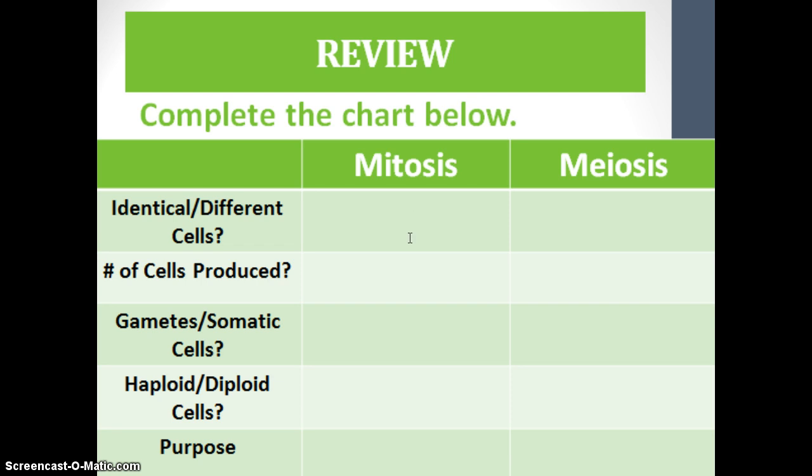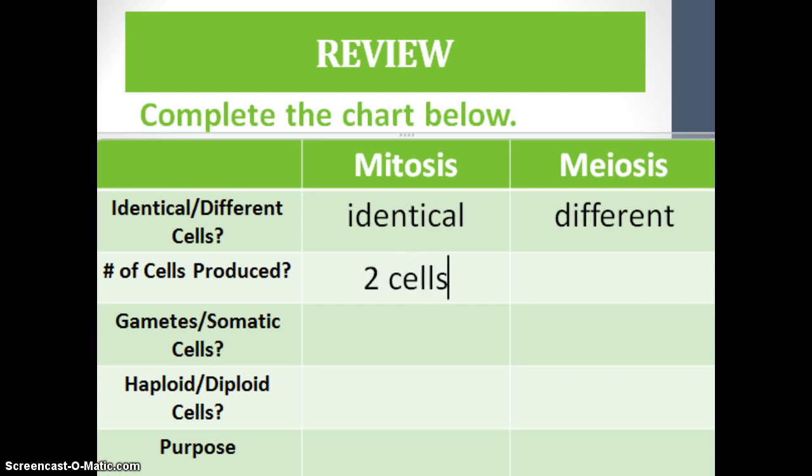Hopefully, you've taken the time to pause the video and complete the chart below for review. Remember that in mitosis, at the end of the process, you should have identical cells. At the end of meiosis, you would end up with different cells. They would be random. At the end of mitosis, you would produce 2 cells. On the other hand, meiosis produces 4 different cells.